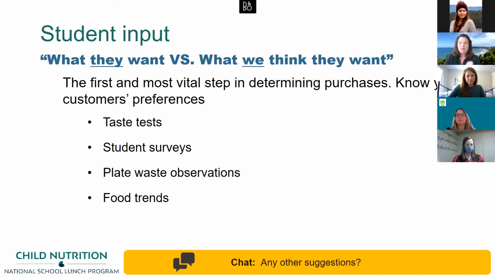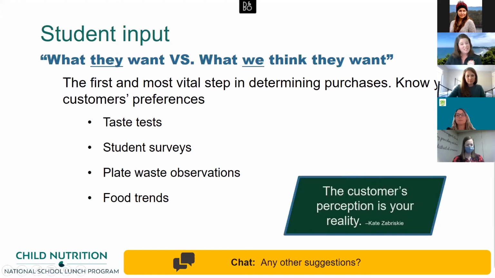So I put this kind of in quotes there, what they want versus what we think they want. I remember making several mistakes as a new district dietitian or menu planner, thinking that, oh, that's what they want, right? And it really wasn't. I didn't make all the considerations. I didn't ask enough students. I have 2 teenage girls, and every time I buy a shirt for them, they still don't like it. So my perception, right, what I perceive as something good, is not necessarily good. A customer's perception is your reality.